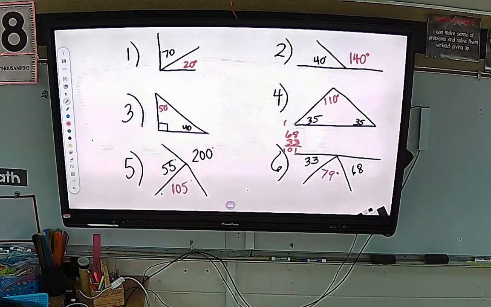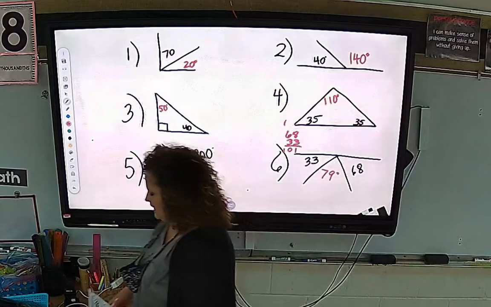All right, take this sheet and put it in your binder. This is kind of like our problem set today, just a practice page.